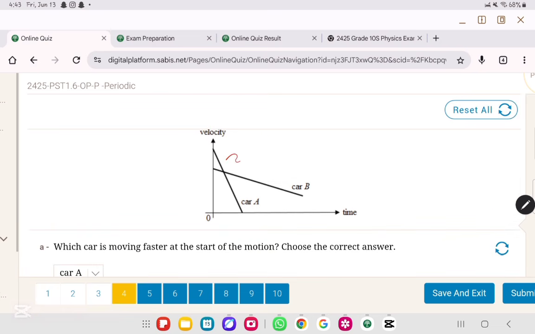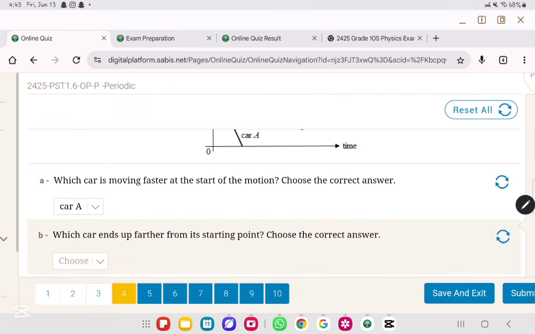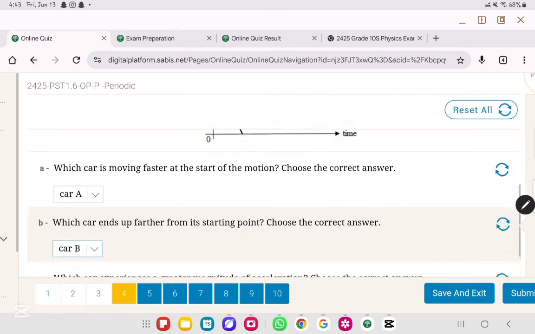So look, car B did not finish. So for it to finish, it will still need to move and continue. And this will take what? This will take more time. That means more distance is moved as well. That means car B will be farther away from its starting point.